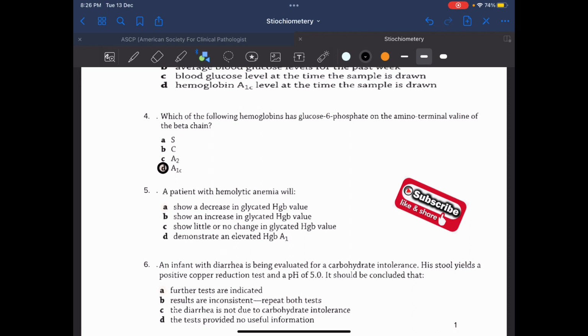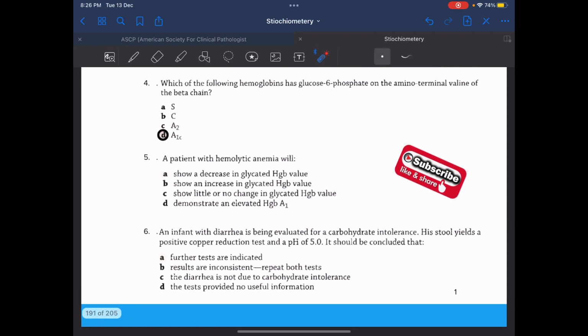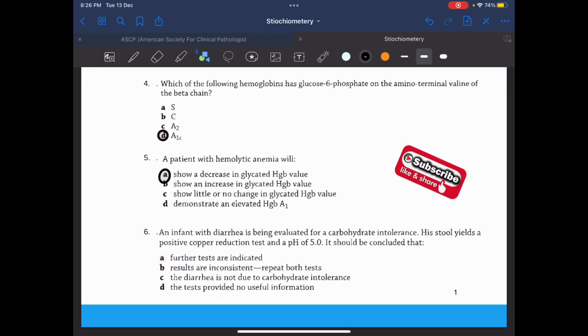Question number 5. A patient with hemolytic anemia will show a decrease in glycated hemoglobin value, show an increase in glycated hemoglobin value, show little or no change in glycated hemoglobin value, or demonstrate an elevated hemoglobin A1. The correct answer is A. Show a decrease in glycated hemoglobin value.